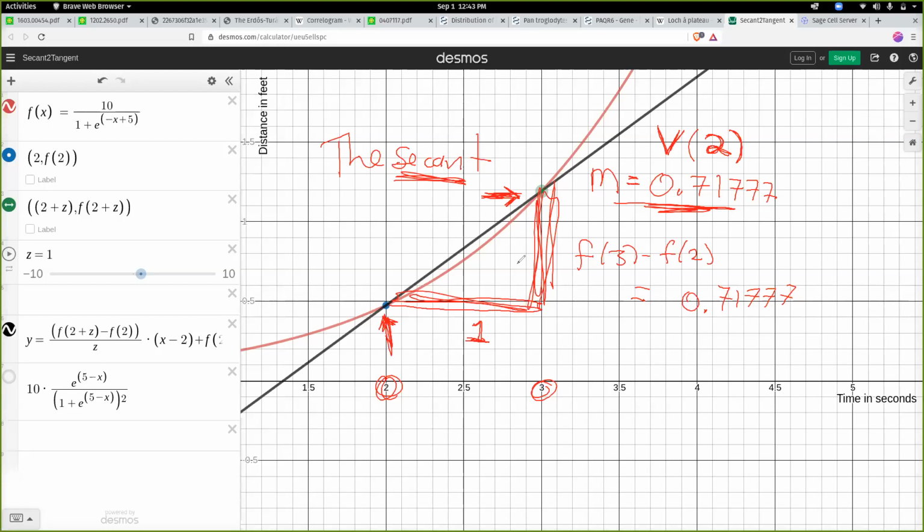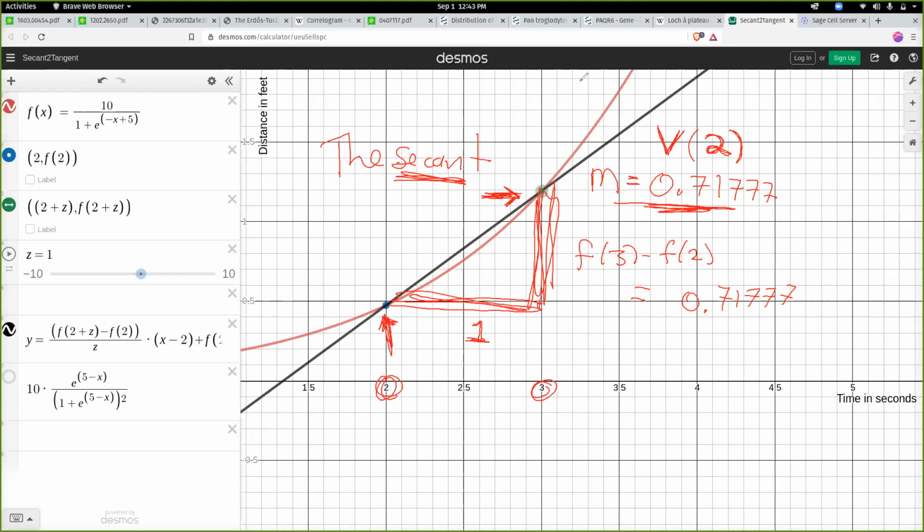We could find the area between the red line and the secant line, like the little area in between. Oh, this little area in between, and that would be a measure of the error. Yeah, that's a good idea. That's a good idea.